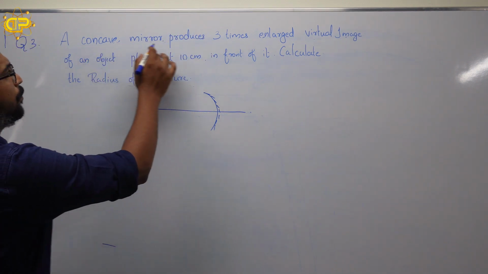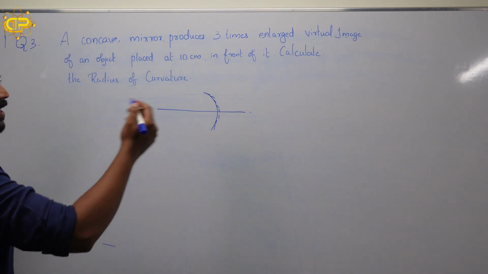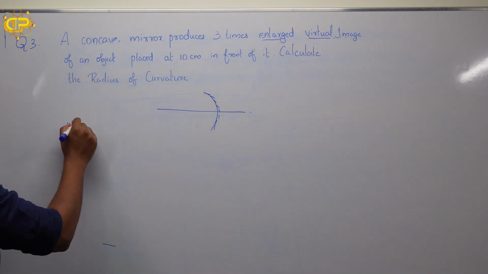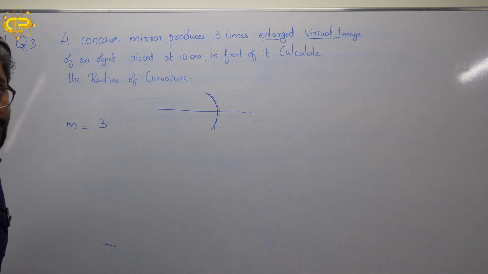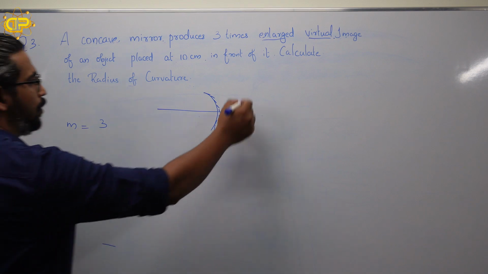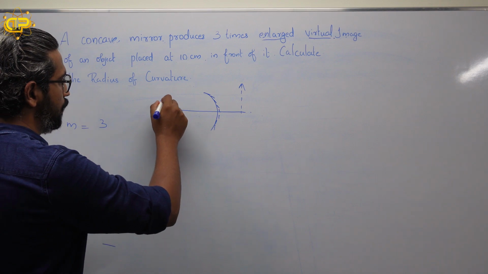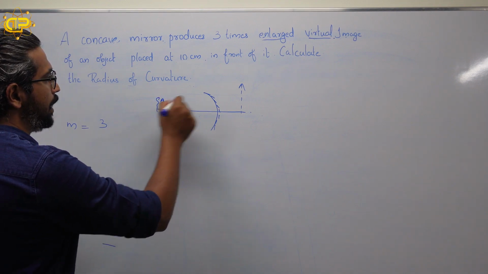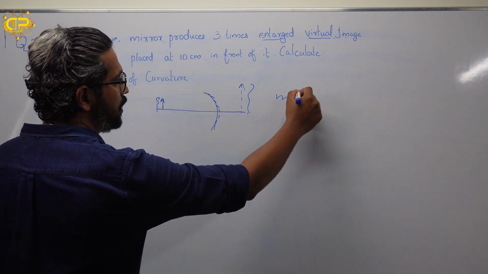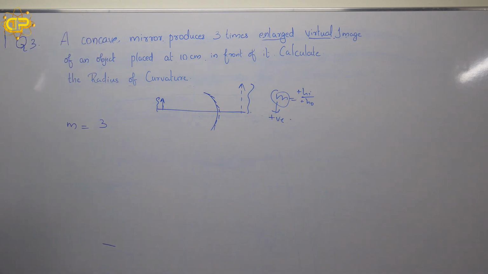It is given that the concave mirror produces a 3 times enlarged virtual image. 3 times enlarged as well as virtual. So obviously you can say magnification is given, 3 times. But the thing is that it is a virtual image. A virtual image means HI will be like this and HO will be like this, right? That means both are erect. So definitely M is equal to HI by HO. Both are positive, so definitely M will be positive.